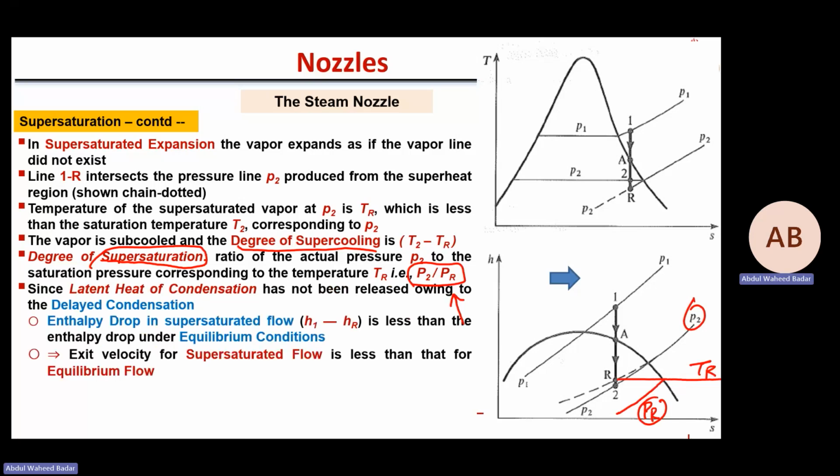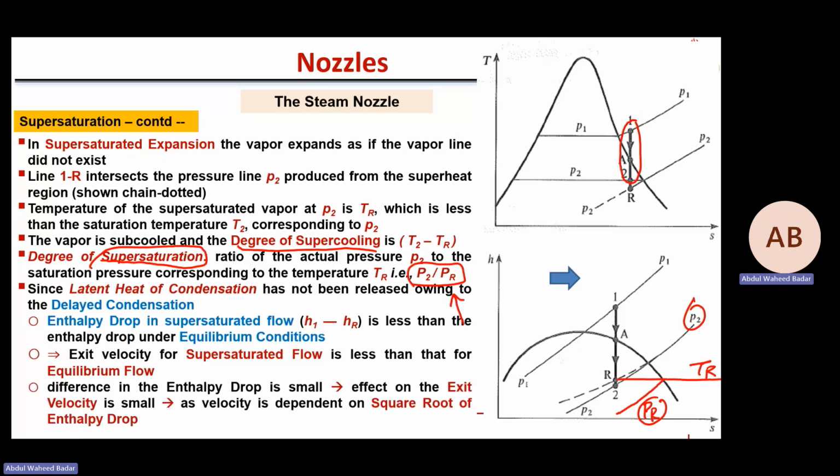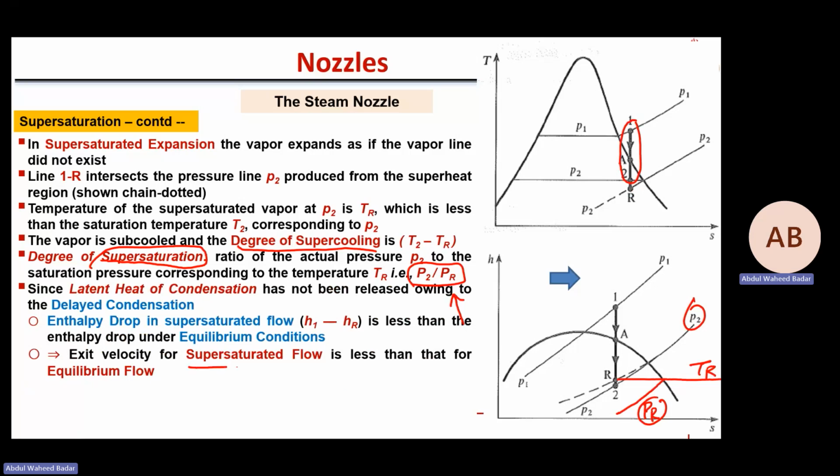Now enthalpy is clear. For supersaturated flow, we'll discuss volume later on, maybe in the tutorial class. The enthalpy drop in supersaturated flow is less than the enthalpy drop for equilibrium. So this flow 1 to 2, we are calling equilibrium flow, and 1 to R, we are calling supersaturated flow. If you compare the two, the enthalpy drop in supersaturated flow is lower than in normal equilibrium flow. So the exit velocity of supersaturated flow is less than that of equilibrium flow. That is important from the nozzle point of view.